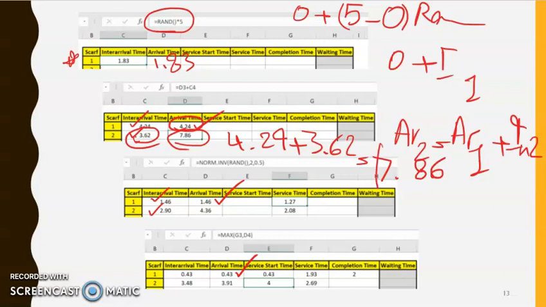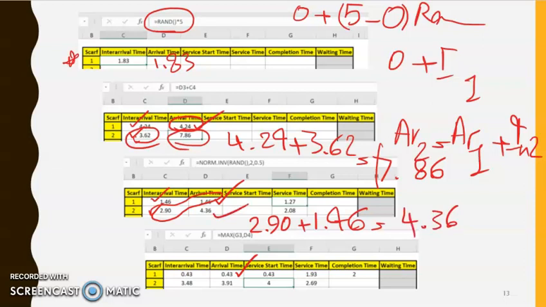Exactly the same thing happens here. It is the arrival time of the second scarf that is equal to arrival time of scarf 1 plus inter-arrival of scarf 2. If I want to show you the numbers exactly, they are this one. So it would be 2.90 plus 1.46. So we have 36 on this side and we have 4 on this side, and you see it is calculated here.